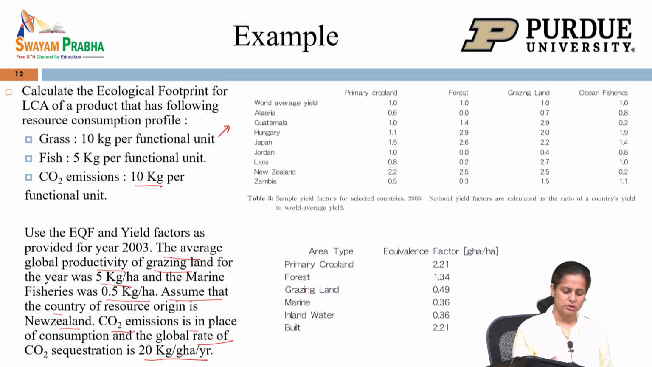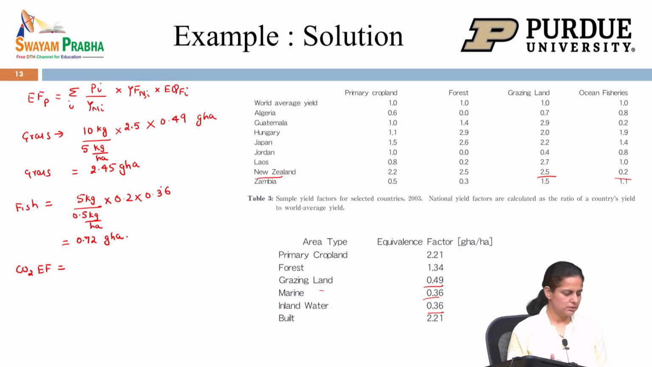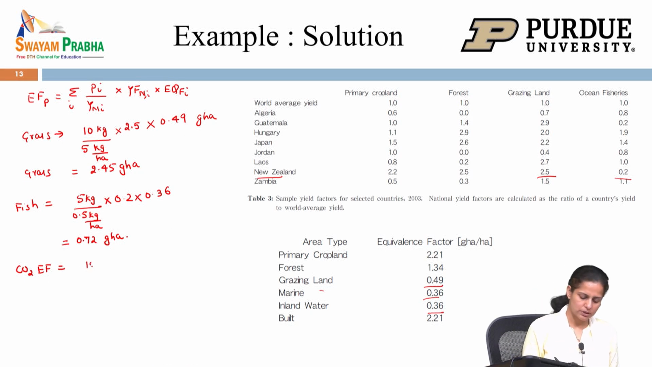Here the CO2 emission is 10 kg. So, that means our CO2 footprint will be 10 kg divided by 20 kg per global hectare. So, that will be about 0.5 global hectare.